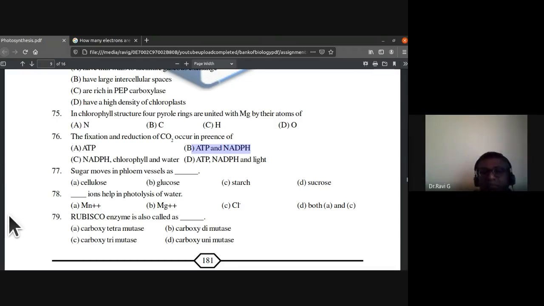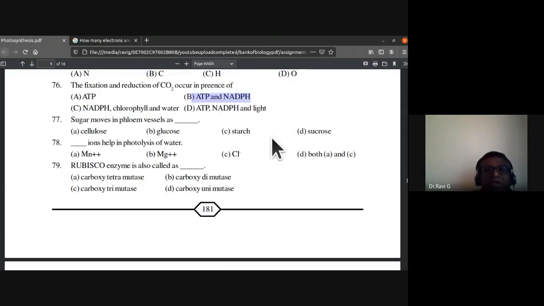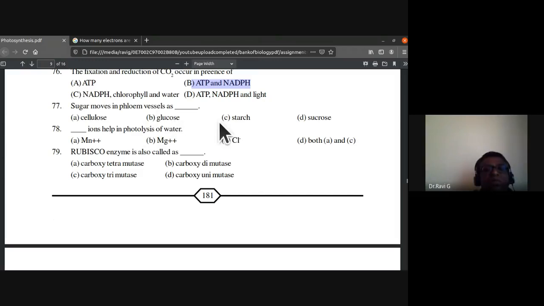77th. Sugar moves in phloem vessels as cellulose, glucose, starch, or sucrose. How does it move? They move as sucrose. Okay, D is the answer for 77th.